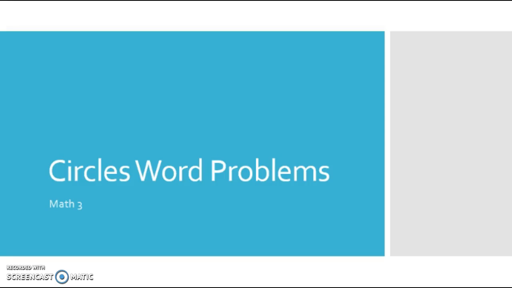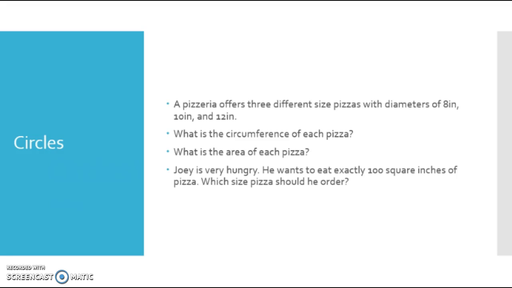So now we're going to keep looking at circles and look at some word problem type problems. Not really word problems, we're just going to have to draw our own circles this time. So for example, we've got a pizzeria that offers 3 different size pizzas with diameters of 8 inches, 10 inches, and 12 inches. So I'm just going to draw our circles here.